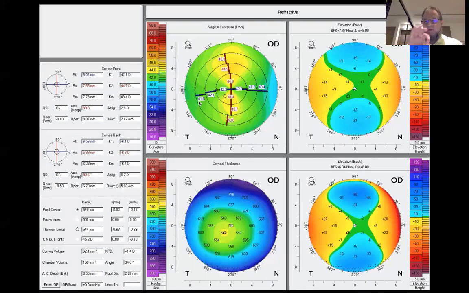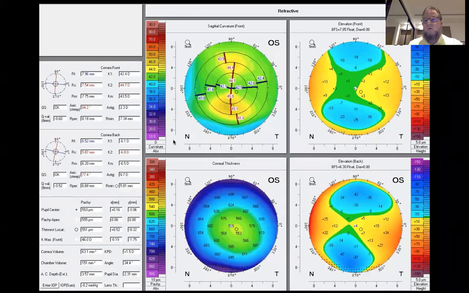I'm going to highlight very quickly the findings in this very normal topography. The average K is 43.4. There is no inferior superior asymmetry. There is no skewed radial axis. The elevation maps are normal, the thickness map is normal, and the thinnest location is 544. This is for the right eye.